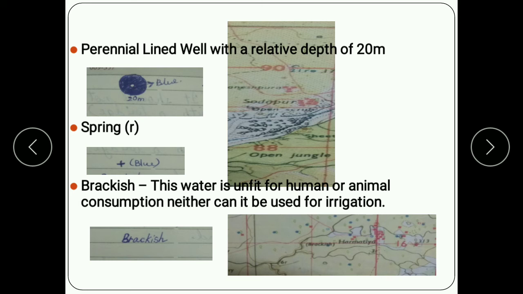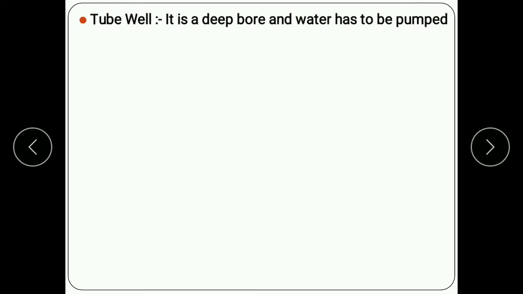Next, tube well. It is a deep bore and water has to be pumped. Tube wells are the most common method of irrigation facilities. They are shown with this triangle filled with blue color.